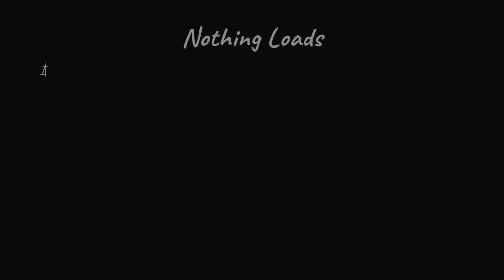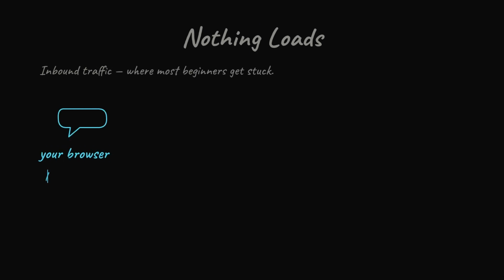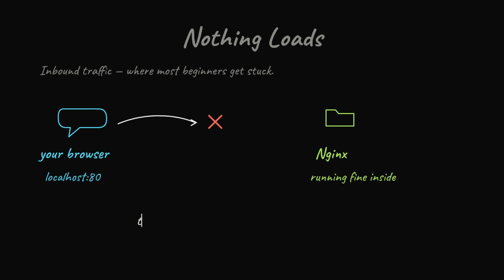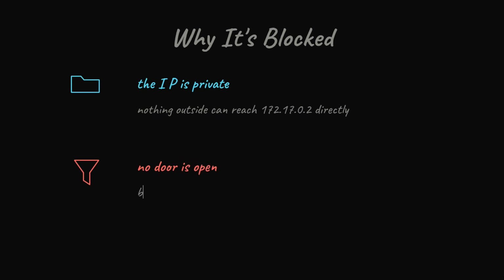Second, inbound traffic, and this is where most beginners get stuck. You start Nginx, it's running fine inside the container, but when you open your browser and go to localhost on port 80, nothing loads. The reason is simple once you see it. That container's IP address is private, so nothing outside your machine can reach it directly, and by default, your machine isn't forwarding any outside traffic into it either.